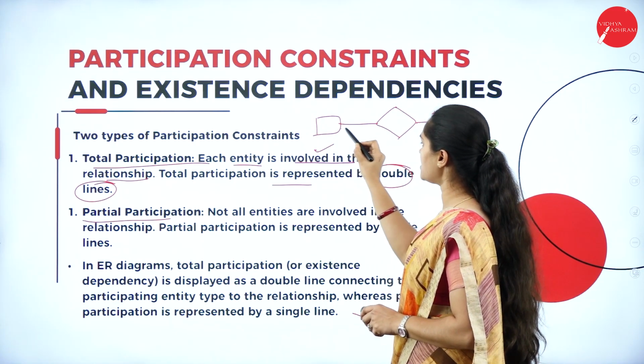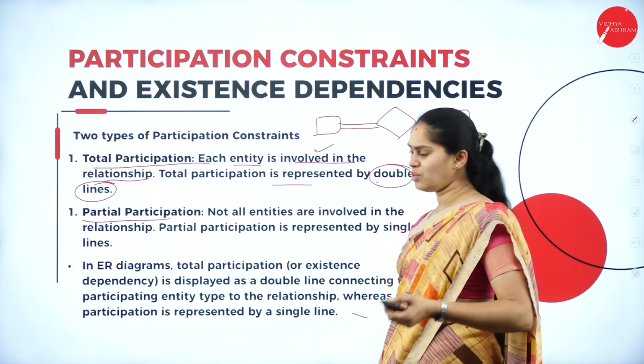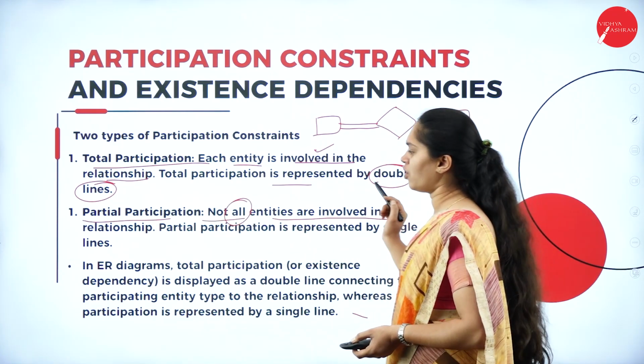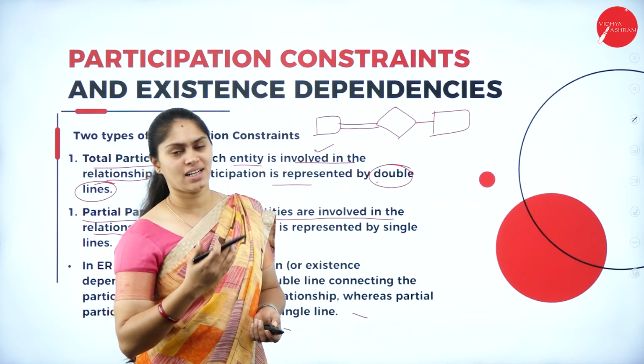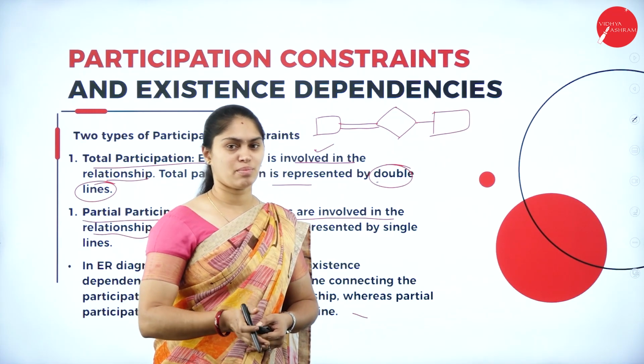So whenever we have these double lines, that specifies the total participation. Then what about partial participation? Not all the entities are involved in the relationship. If I have 5 entities, all the 5 entities may or may not participate in a relationship. If all are participating, it is total.